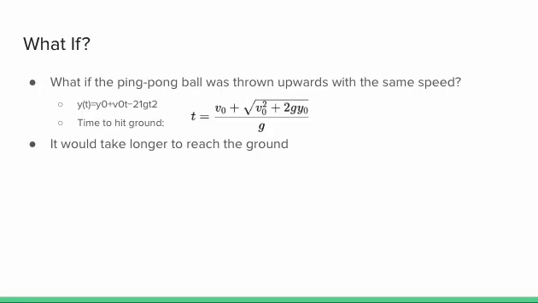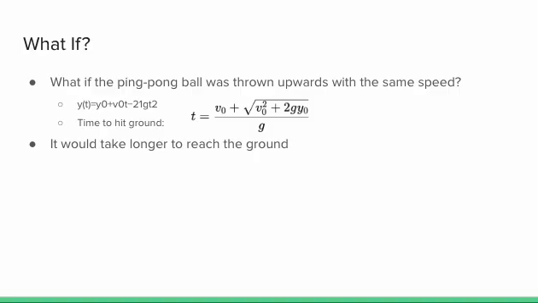Then the last question was, what if the ping pong ball was thrown upwards with the same speed? The answer is, if the object were thrown straight up with the same initial speed as in the experiment, it would take longer to reach the ground than in the original toss. That's because, in my original throw, only the vertical component controls the time in the air. If I redirect the same speed entirely upward, the vertical component becomes larger, so it rises higher and spends more time going up and coming back down.